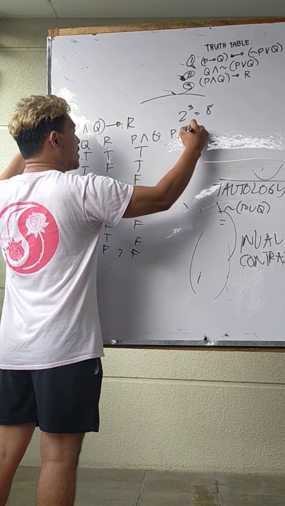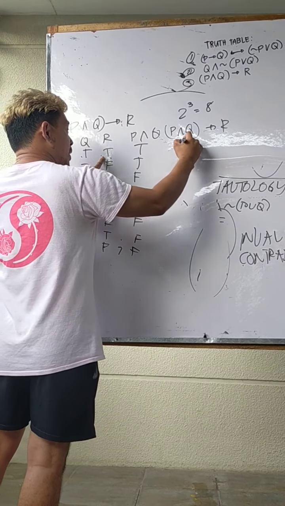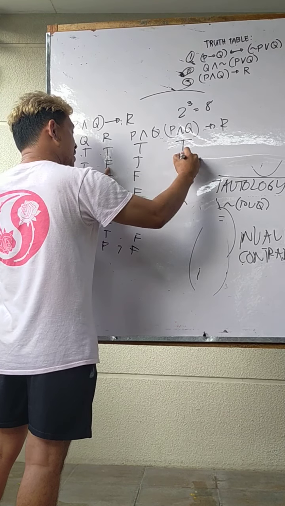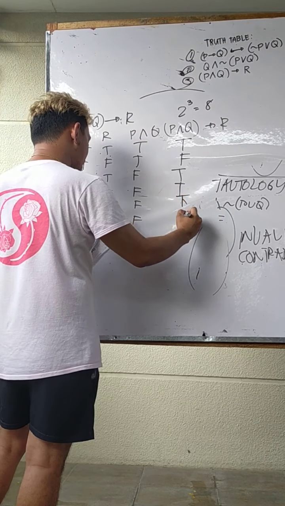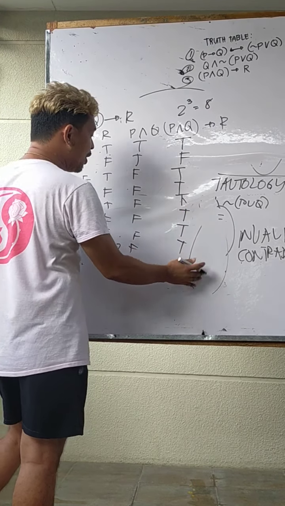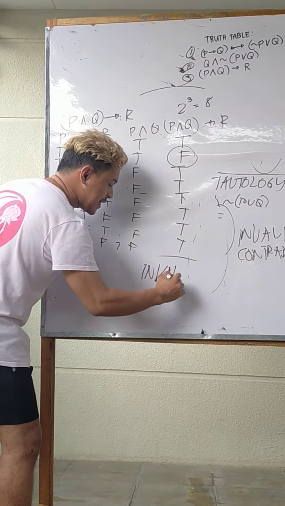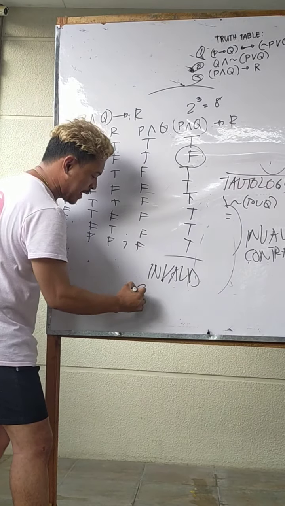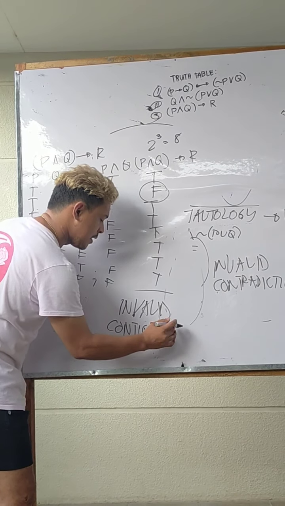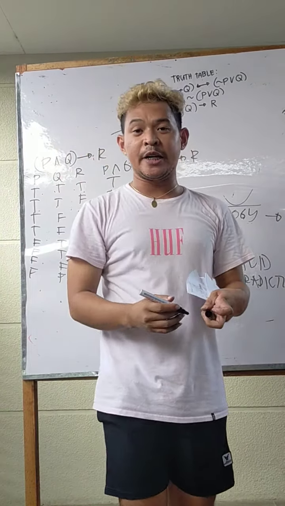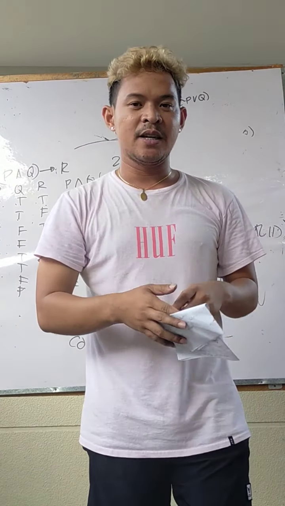Now we have P and Q implies R. This implies this. True, true gives us true, true, false, which gives us false. Then the rest are true. Therefore, there is at least one true and one false, and this is an invalid argument. And this argument is said to be a contingency. Okay, so that ends part 2, and for part 3, you will be having your proving. God bless and good luck.